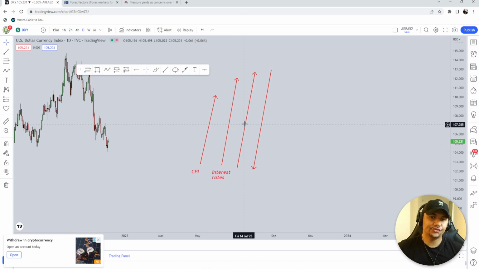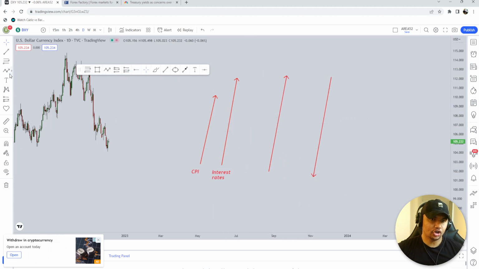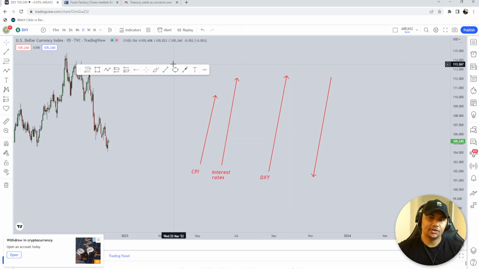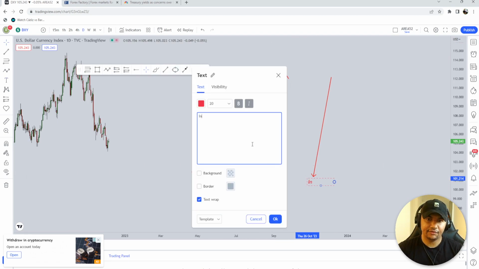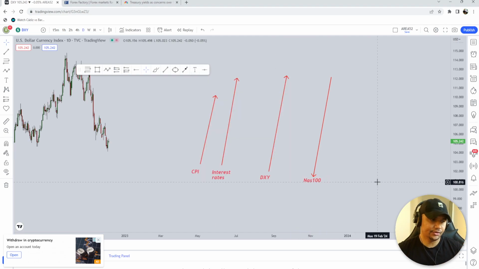Now, how does this affect the DXY and the stock market? And this is what we are going to be speaking about right now. So we're going to call this the DXY, and we're going to call this everyone's favorite, which has been trading it for a long time and still not profitable. We're going to call this the Nasdaq 100. A lot of you should know this, because if you check the history on your trading account, it's probably going to give you some sad vibes.